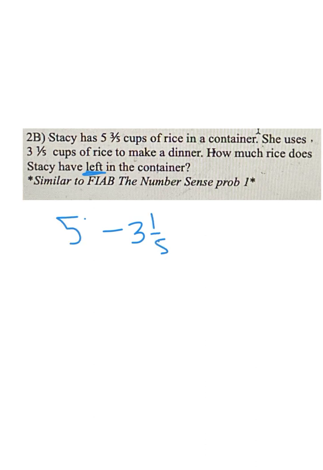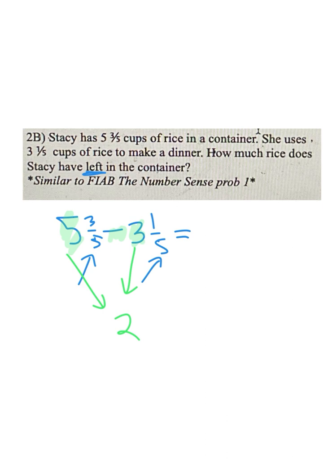We started with 5 and 3/5. And what makes this convenient is that these are like fractions, they have the same denominator, right? So let's deal with the whole numbers first. I have 5 minus 3. 5 minus 3 gives me 2.